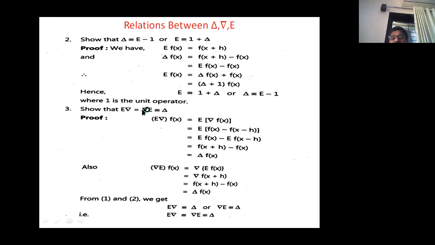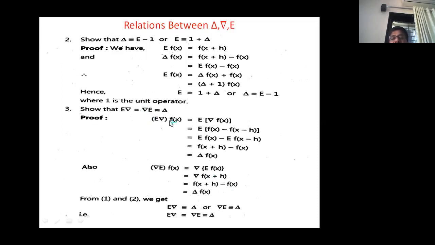Then find the value of del E f(x). What is del E f(x)? Again by using the definition of composition of two functions, del E of f(x). And what is E of f(x)? It is f(x plus h), the definition of the shift operator. E of f(x) is f(x plus h), the value at the next point. And what is del f(x plus h)? The value at the same point, f(x plus h), minus the value at the previous point, minus f(x). And suppose this is equation number 2. Then find this delta f(x). What is delta f(x)? It is f(x plus h) minus f(x). That is equation number 3.